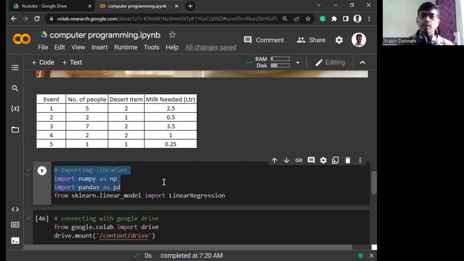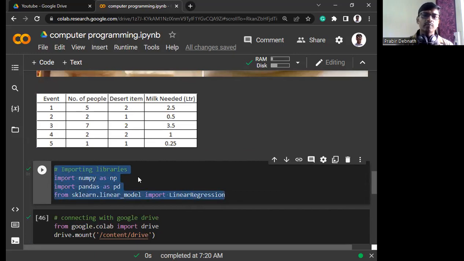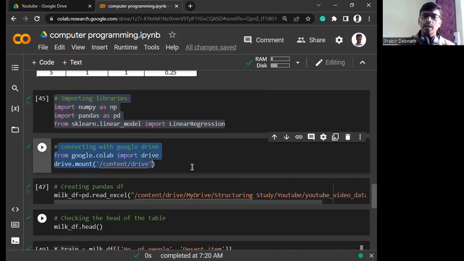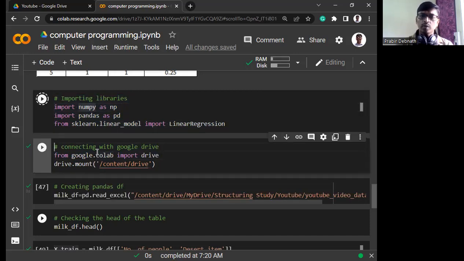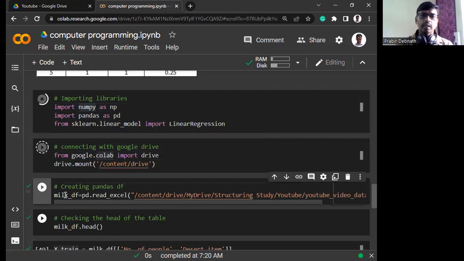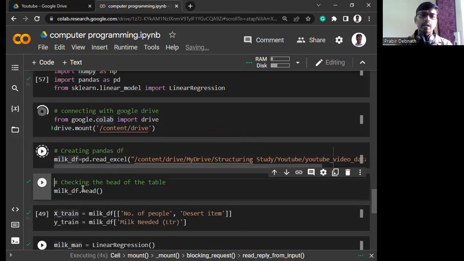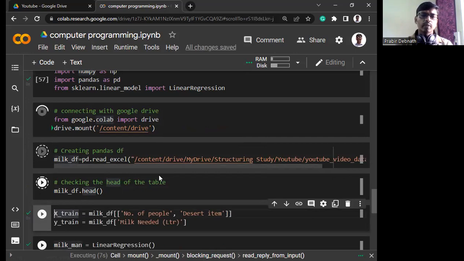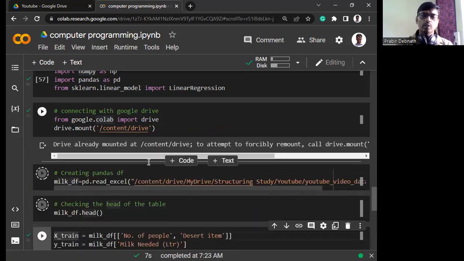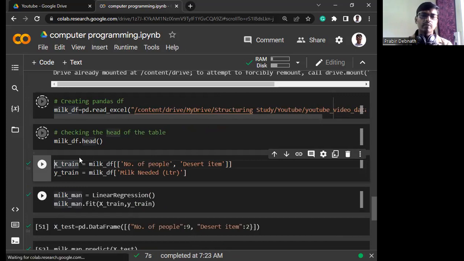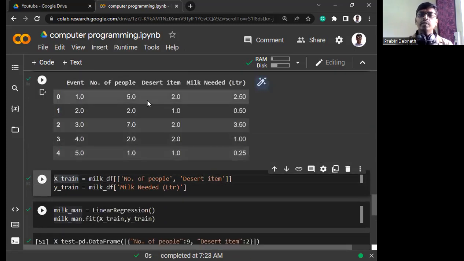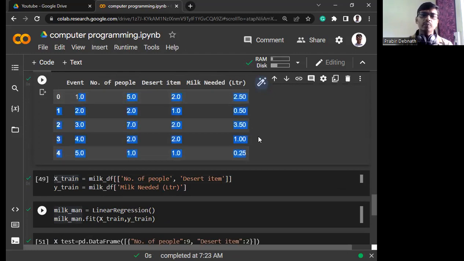At first we are importing the libraries NumPy, pandas, and from sklearn we are importing linear regression. Then we are connecting with the data because I have saved the data in Google Drive. We are connecting with Google Drive. Let's run this code. And then we are creating a data frame here. After that, let's see what is the head of the table or what is the data we have in our Google Drive. See, here this data is same as I have explained earlier.